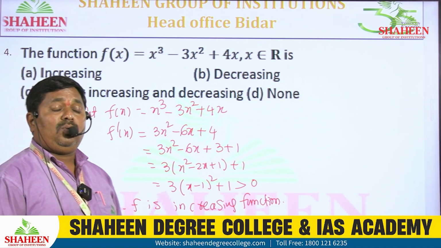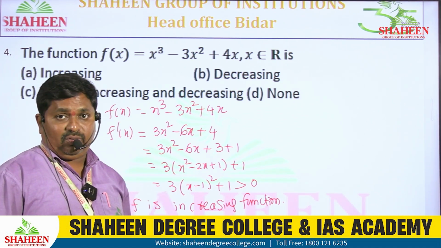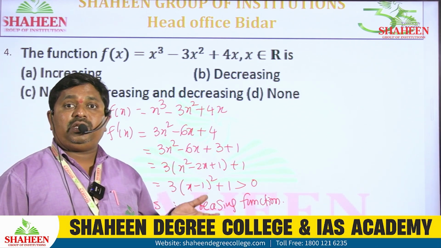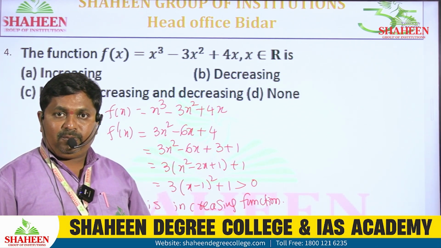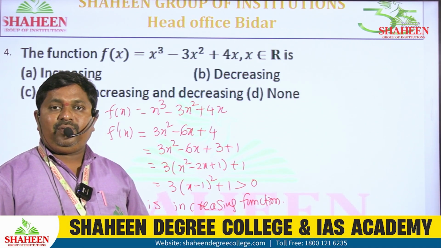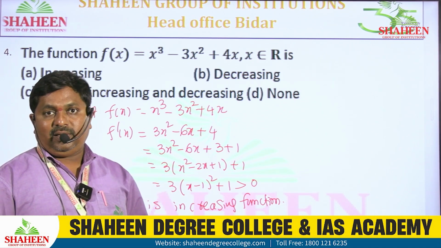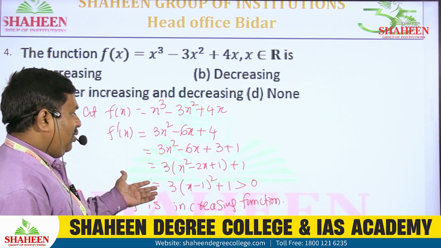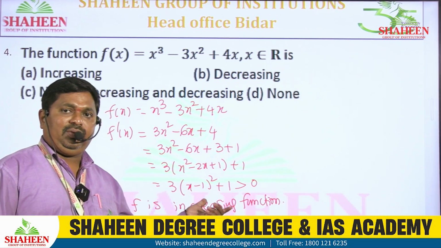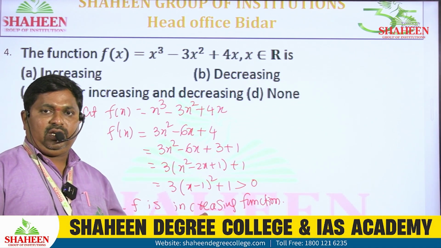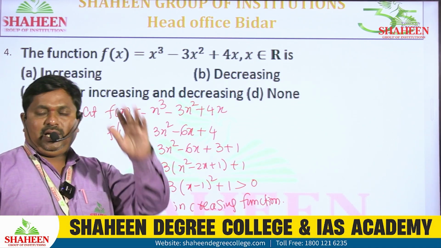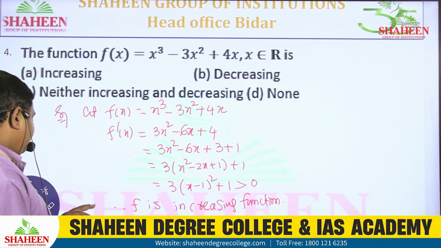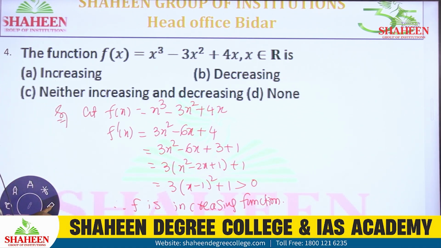So there is one more test called the second derivative test. The second derivative test says that if the second derivative is positive, there exists a minimum value. If the second derivative is negative, then there exists a maximum value. So here by the first derivative test, we are getting that the first derivative is always positive. If the first derivative is positive, then it is an increasing function. Okay, so let us move to the next problem.